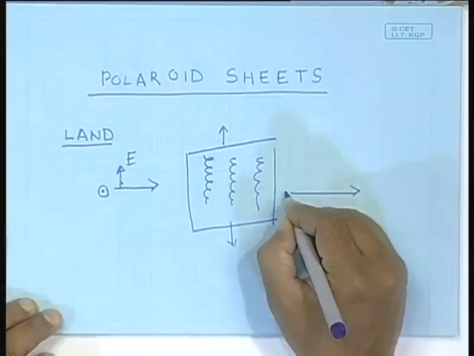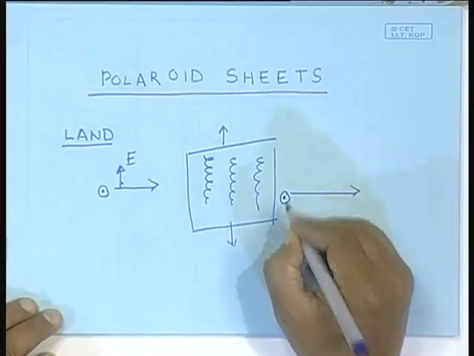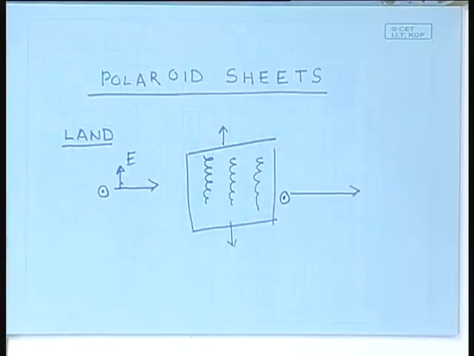So, the radiation that comes out is going to be polarized like this, and these are the Polaroid. So, this is how Polaroid sheets are made. They are dichroic sheets, they produce linearly polarized light.